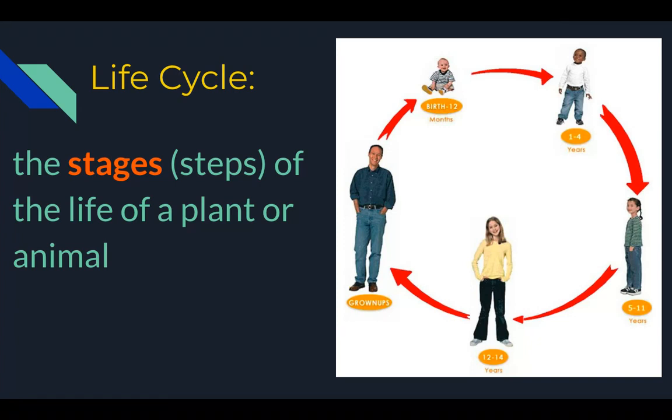A life cycle, as you can see in this picture, are the stages or steps of the life of a plant or an animal. Can you say stages? Good. Stages. Stages means the steps. Here you can see a life cycle of a human.